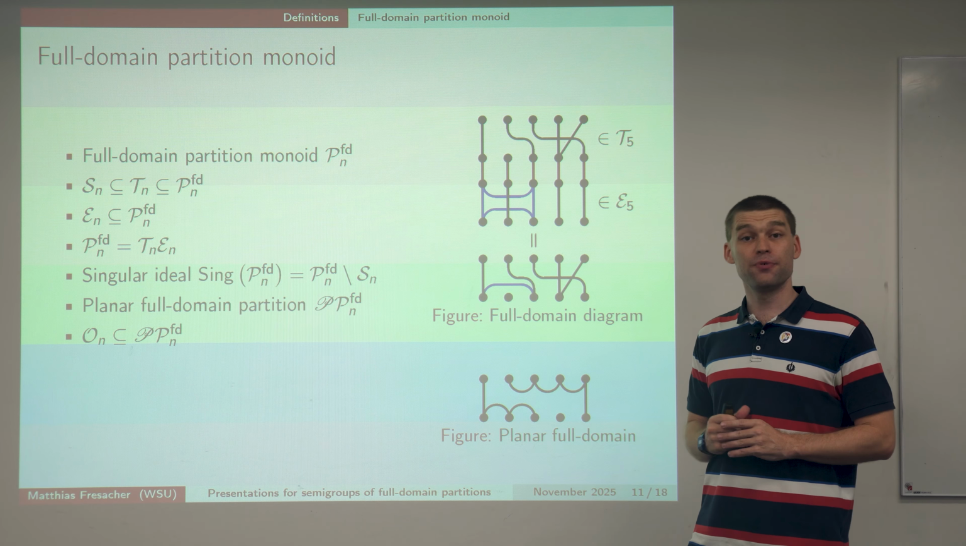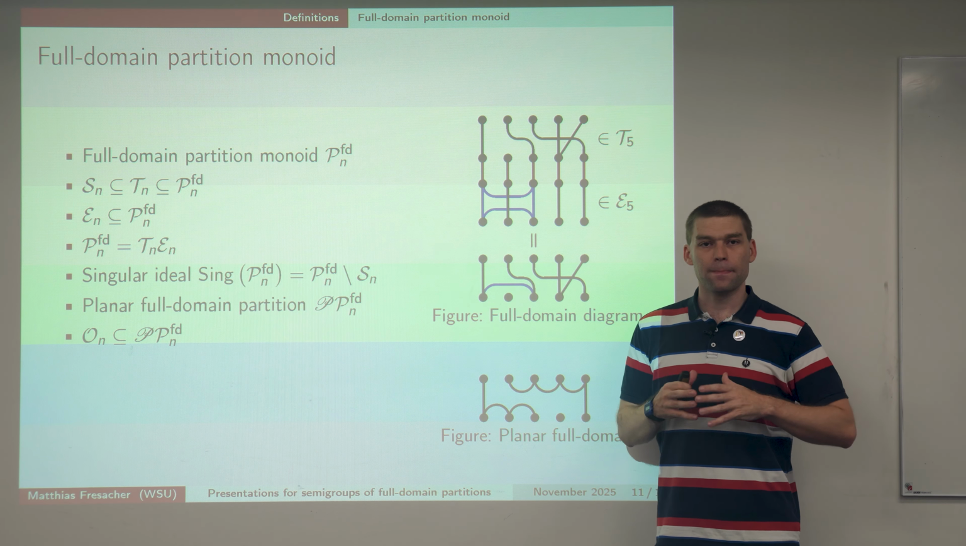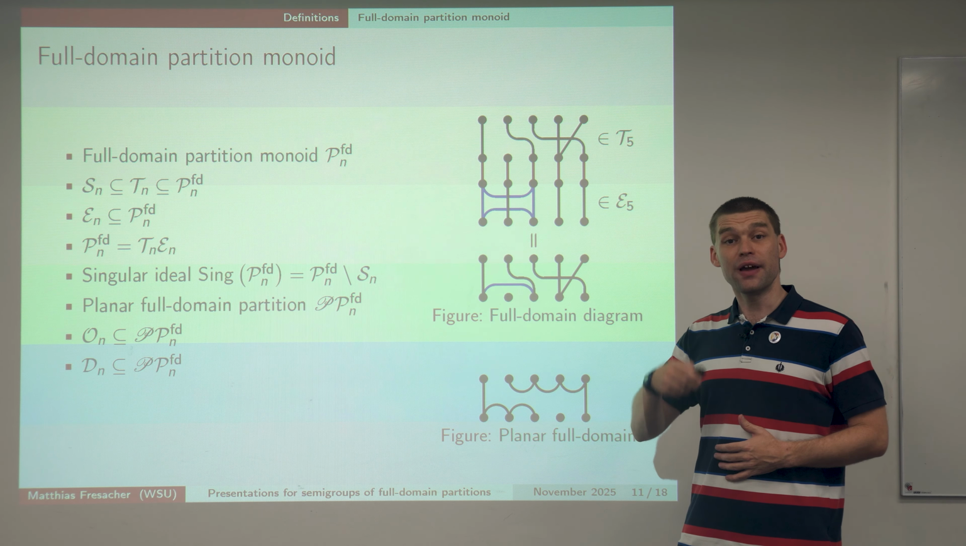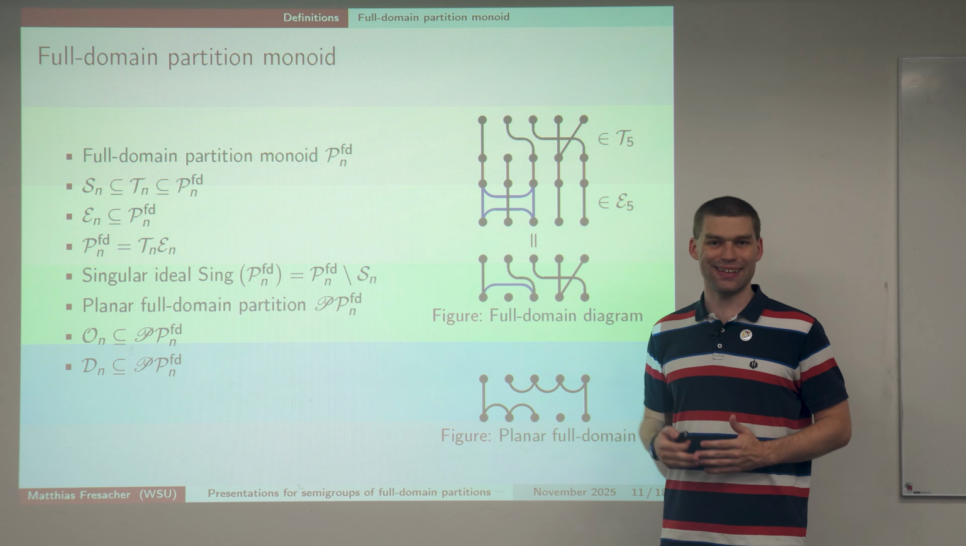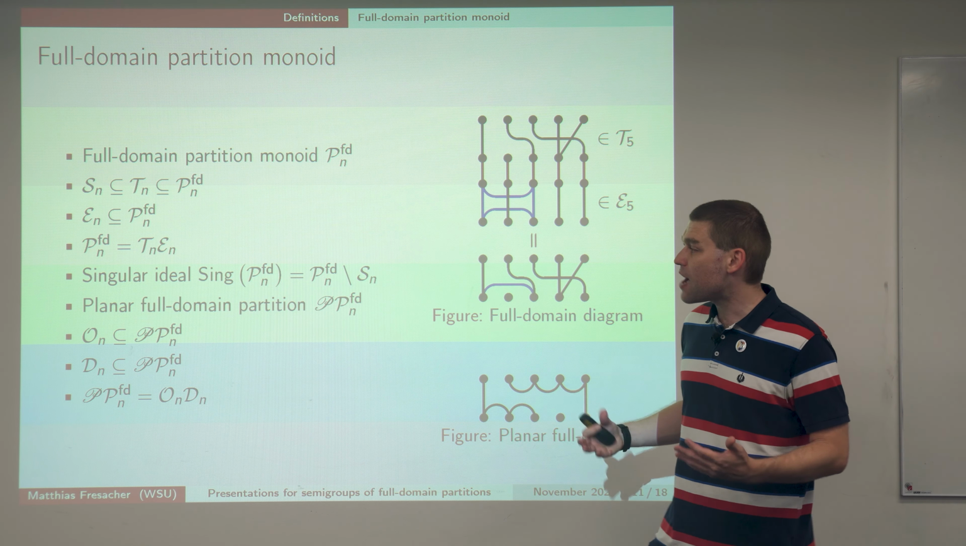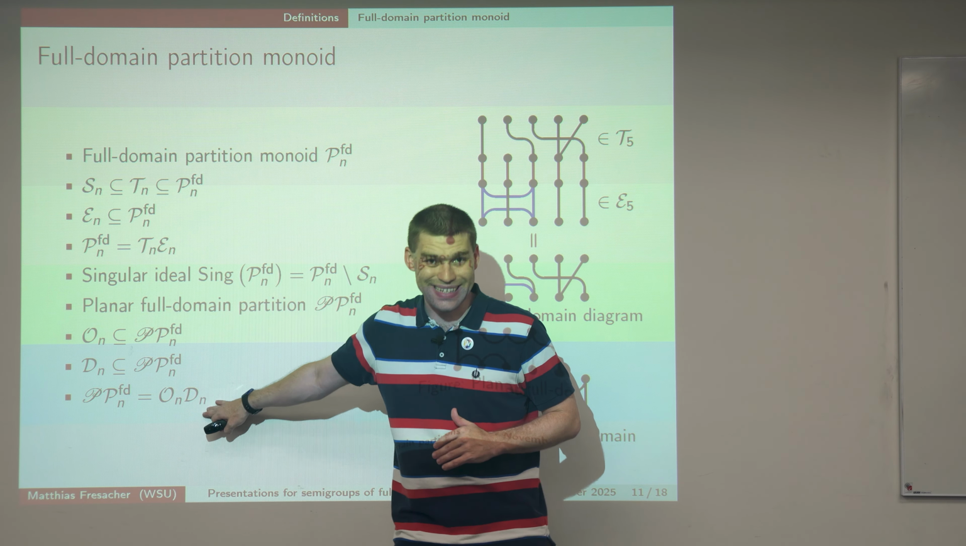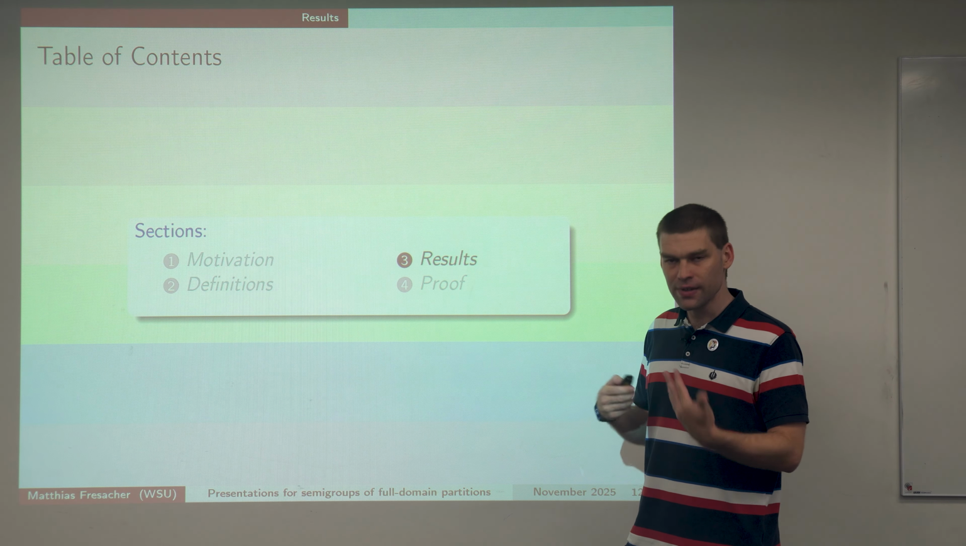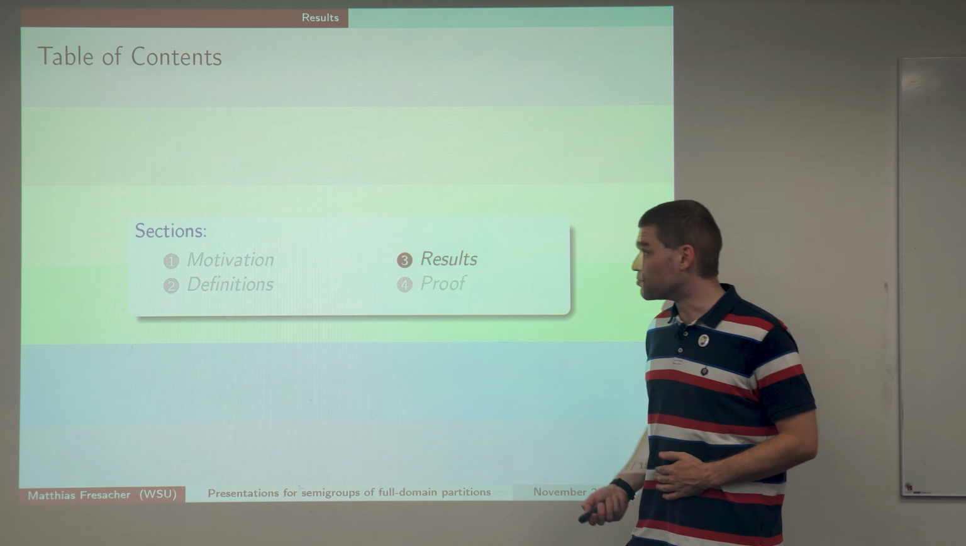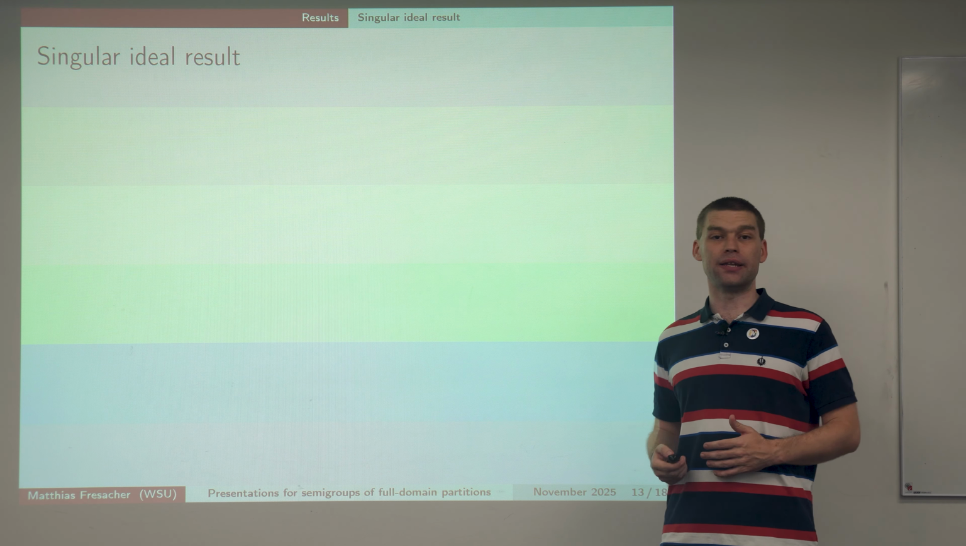Here we find that the order-preserving transformations are a submonoid, and also our octopus monoid Dn is a submonoid. In fact, we have a very analogous decomposition like we did up here into On and Dn. That brings me to the results we were able to prove, starting with the singular ideal result.